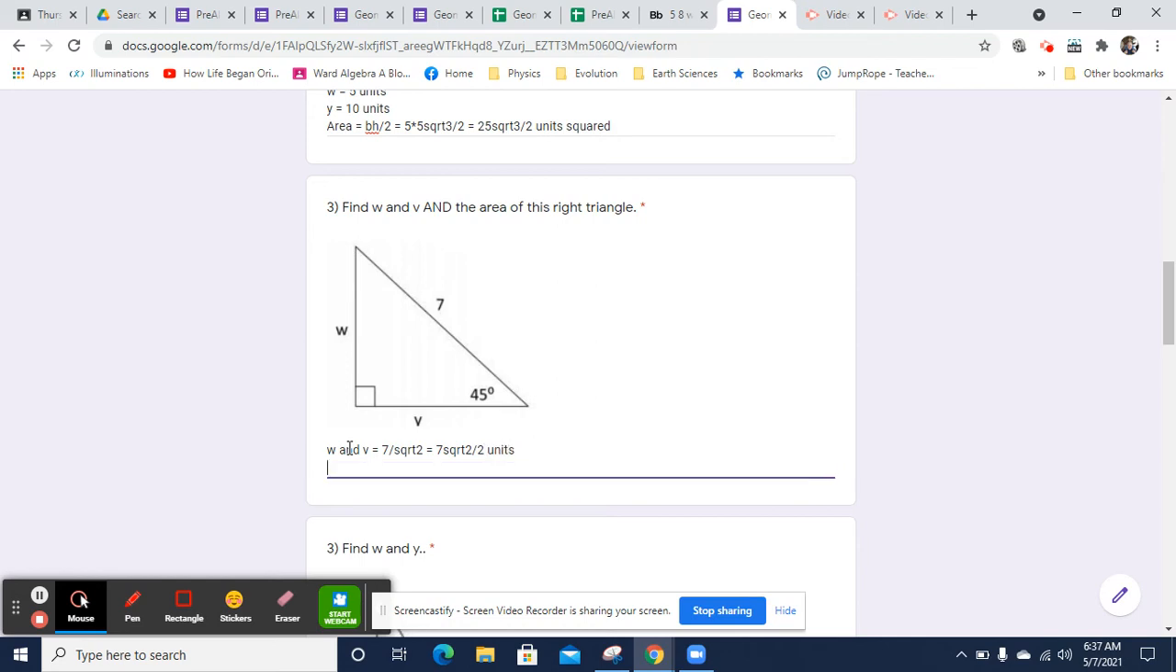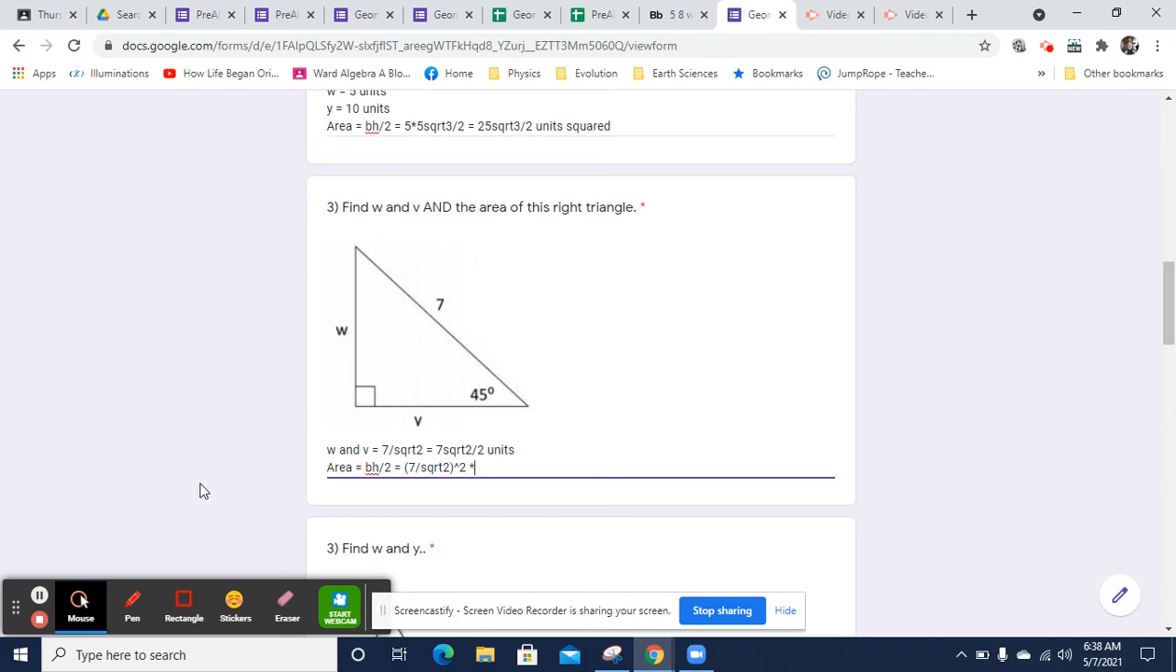Now, if we want to find the area, we may want to actually use this version. It's probably a little easier to work with for multiplication. So area is, again, base times height over 2. I'm going to use the 7 over square root of 2 version. You could use either one. This one just has more moving parts, so it's a little trickier to work with. Base and height are going to be the same, so I'll just square that. 7 over square root of 2 squared.